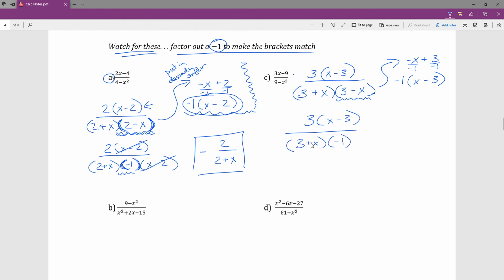You could rewrite it like that. Or now that, whoops, I copied that wrong. That whole point of that was that it was x minus 3. Sorry about that. X minus 3. Now those match and I could cancel those out.